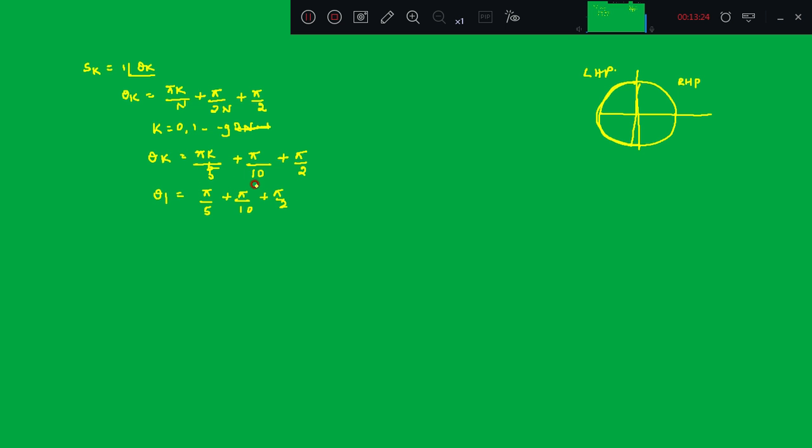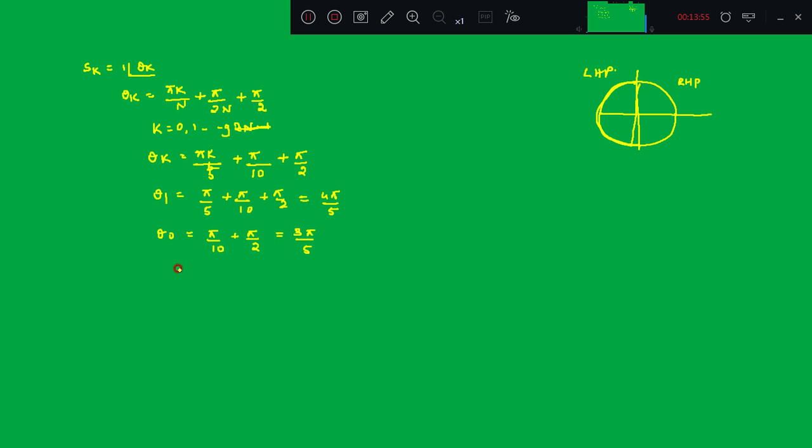Right? So how much will you get for theta 1? You will get 4 pi by 5. Similarly, we forgot to calculate theta 0 also. You calculate theta 0. The first term vanishes because k is equal to 0, so it is pi by 10 plus pi by 2. How much will you get? 3 pi by 5, right?